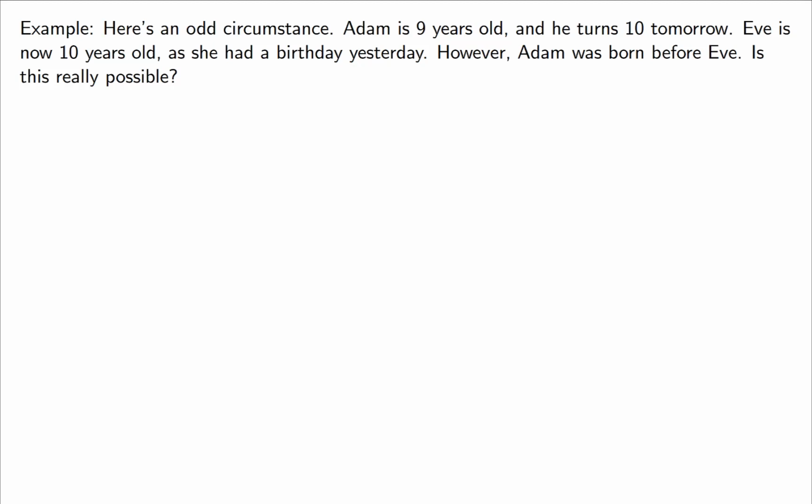So it sounds like Eve is the older one because she just turned 10 and Adam hasn't turned 10 yet. However, Adam was born before Eve. Adam is the older one. How on earth could that be possible? It seems pretty counterintuitive, but believe it or not, this actually is possible. And so think about it for a minute, gather an idea or two, and then we'll talk about it in just a moment. So feel free to pause.